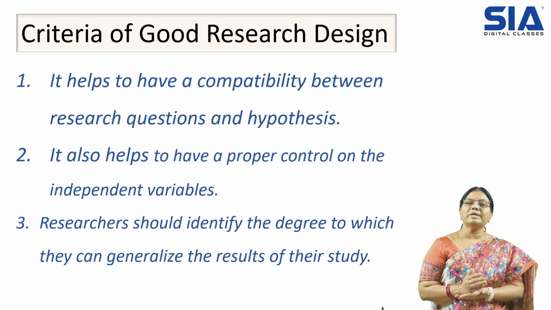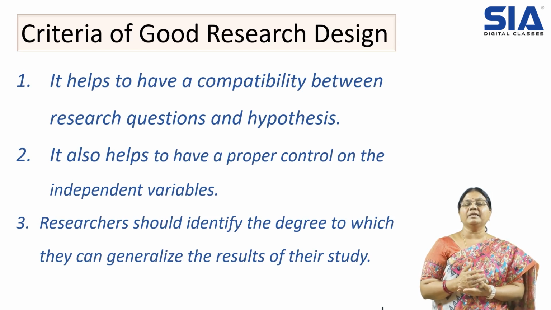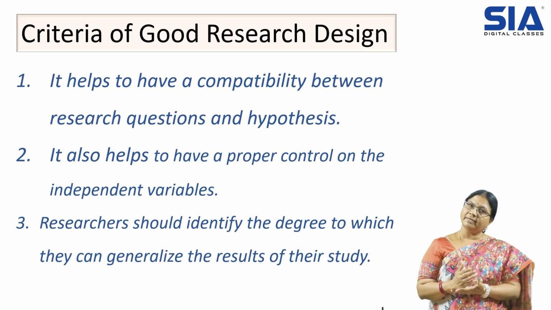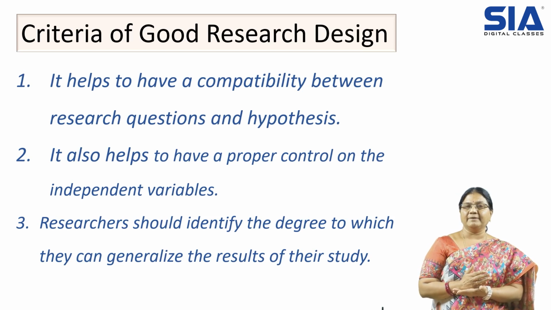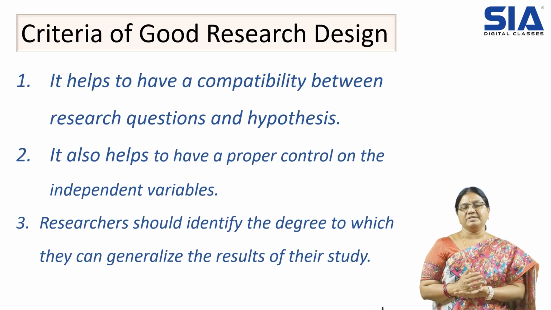Then researchers should identify the degree to which they can generalize the results of their study. So that depends on the level, depending on the requirement, and this will help researchers identify to which degree the result can be generalized. So this is about the objectives of the research design, characteristics of the research design, and the criteria for a good research design. So I hope this video will be helpful for understanding clearly about research design.